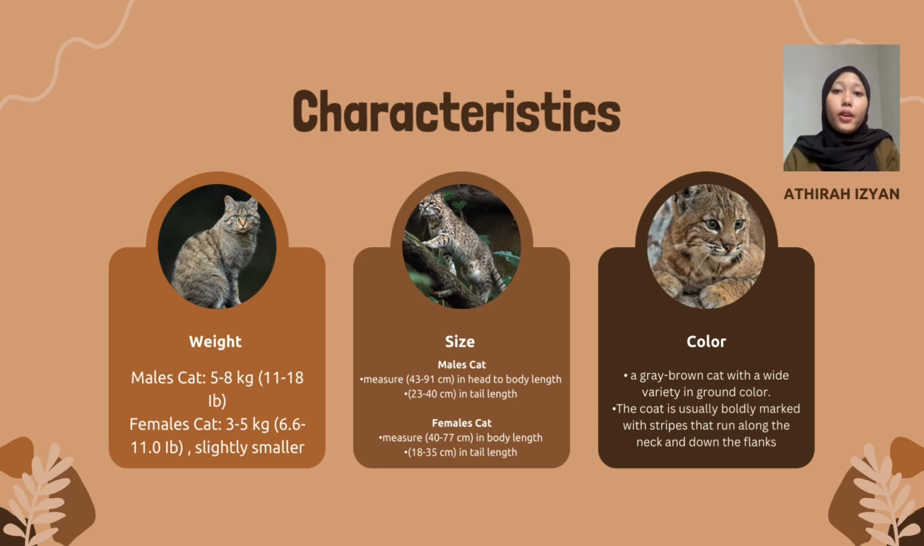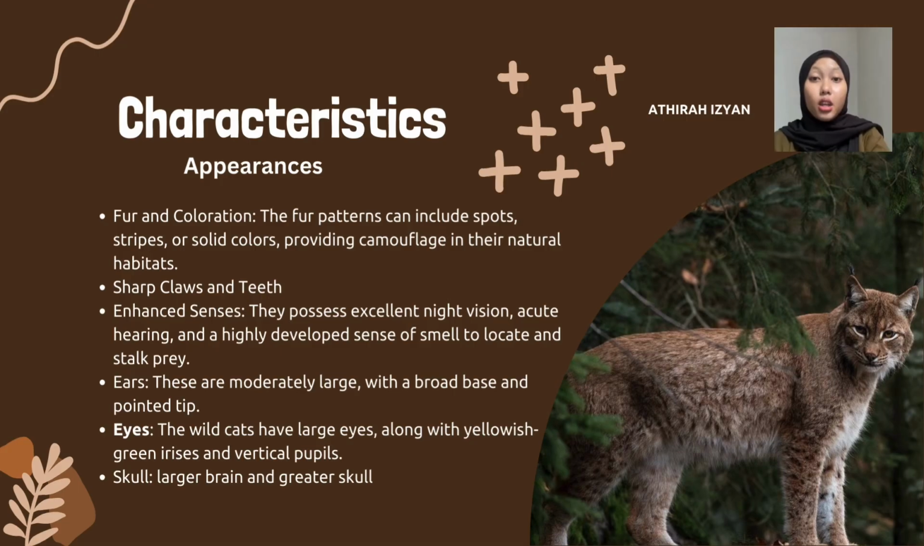For their color, the European wildcat is typically a grey-brown cat with a wide variety in ground color. The coat is usually boldly marked with stripes that run along the neck and down the flanks, just like a domestic striped tabby, but with fewer, more widely spaced stripes. Moving to the next part, their appearance.